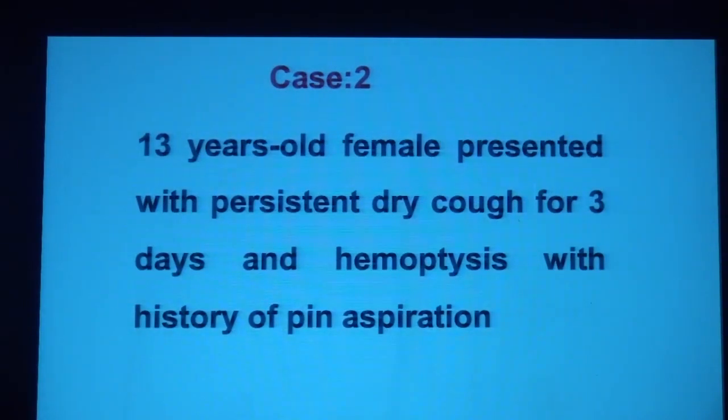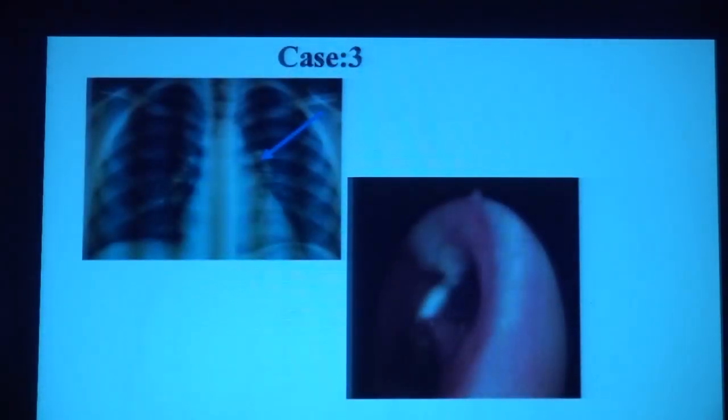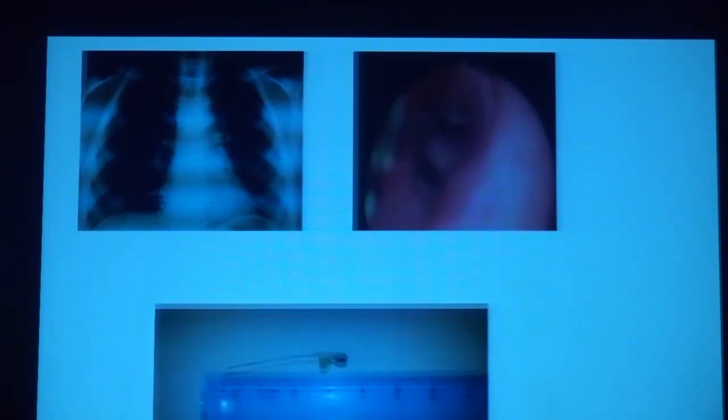Case 2, 30 years old female patient presented with persistent dry cough for 3 days and hemoptysis with history of pen aspiration. This pen extracted after using cryo extraction. This is the pen after its extraction.